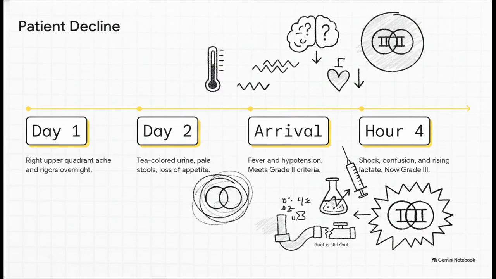This unmasks the full Reynolds Pentad. He has now escalated into a grade 3 emergency with multi-organ failure. He failed his initial ward management not because our chosen antibiotic coverage was incorrect, but simply because the biliary duct remains mechanically shut.